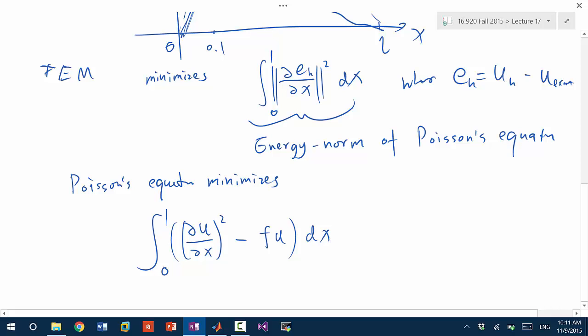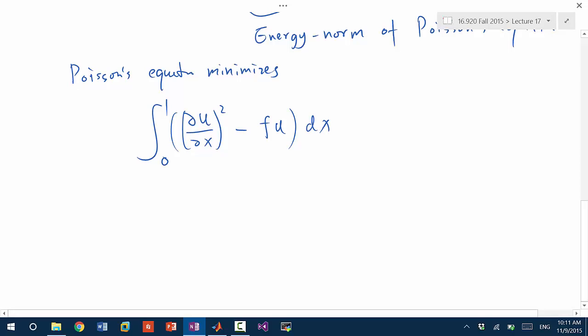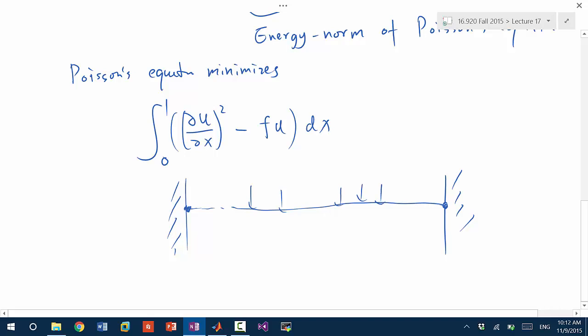So in physics, what is it minimizing? If you have two walls, and you tie a string between these two walls and then put some weight on this string, and f is the density of this weight. So when f is high, there is more weight on that particular location. What the norm of the derivative is representing is the elastic energy of the deformed string under the gravity force of these weights. And u is the deformation.